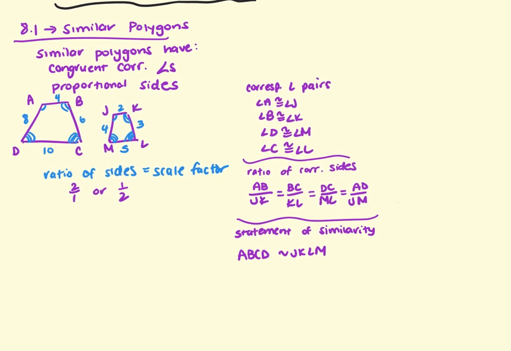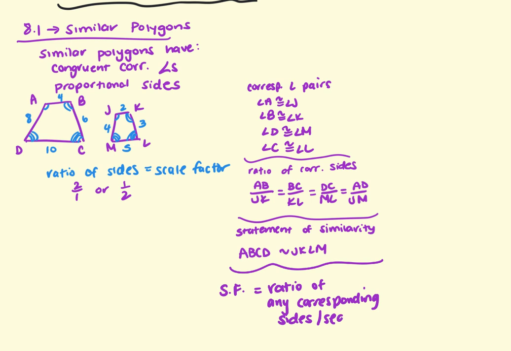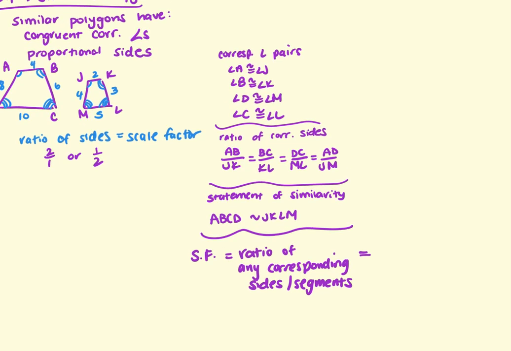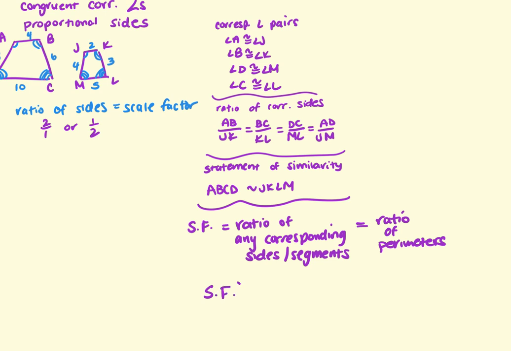In 8.1, we also added that the scale factor is the same as the ratio of any side lengths or segments like your medians and your altitudes, and it also equals the ratio of your perimeters. And then when we square the scale factor, we get the ratio of the areas.